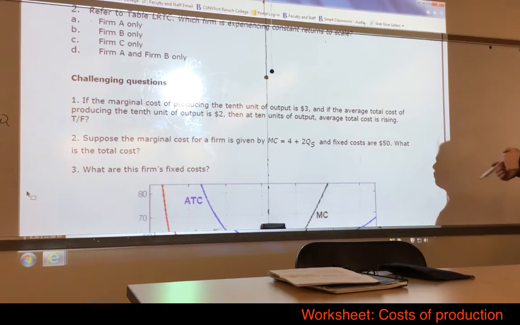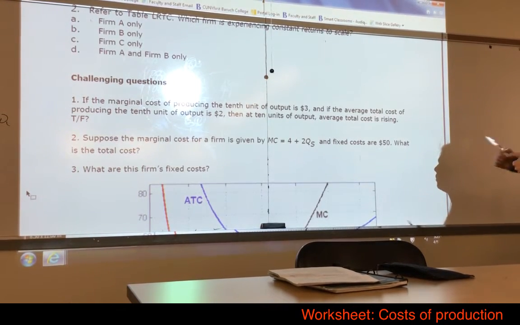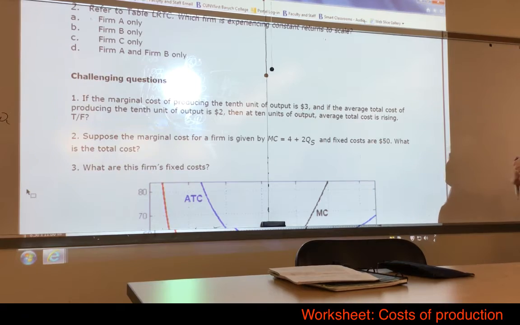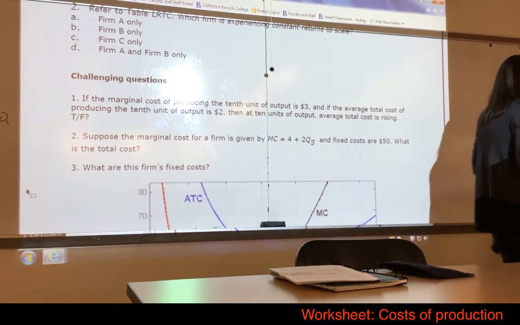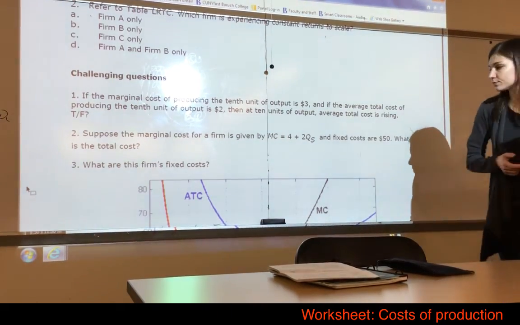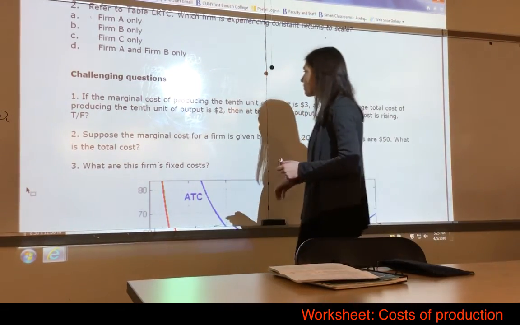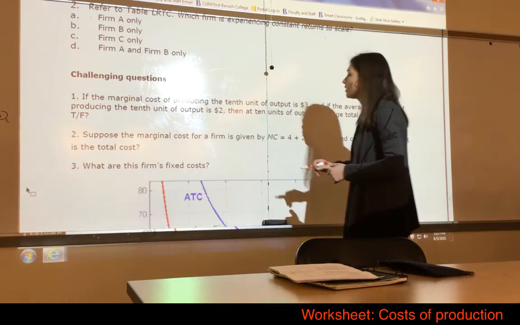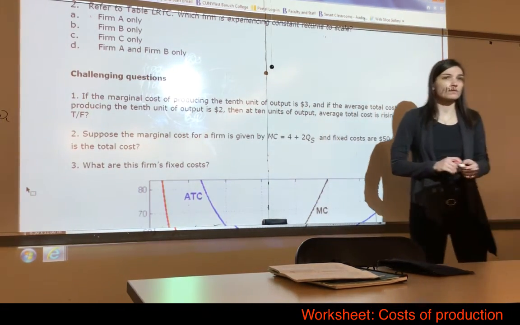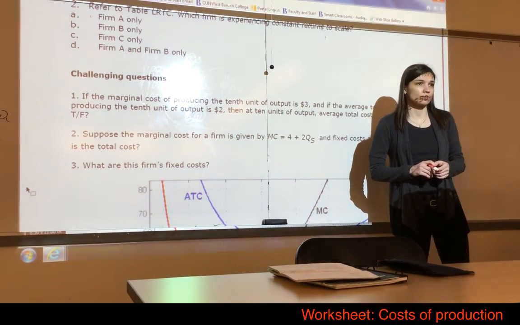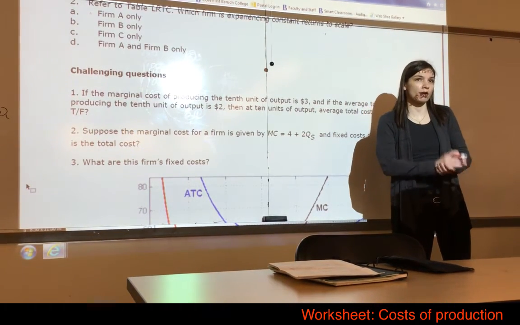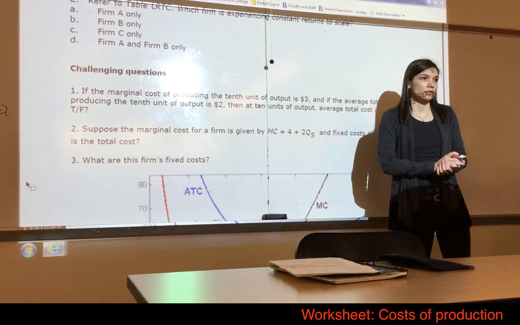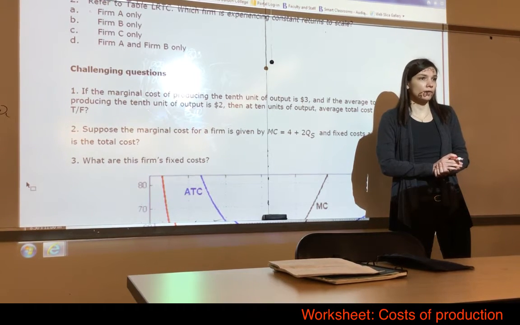Suppose the marginal cost for a firm is given by that equation, and fixed costs are 50. What is the total cost? Now we can do this in two ways. Alright. First thing, I said that marginal cost is the first derivative of total cost. Right? So if I have marginal cost, how can I find total? By taking the integral of that.